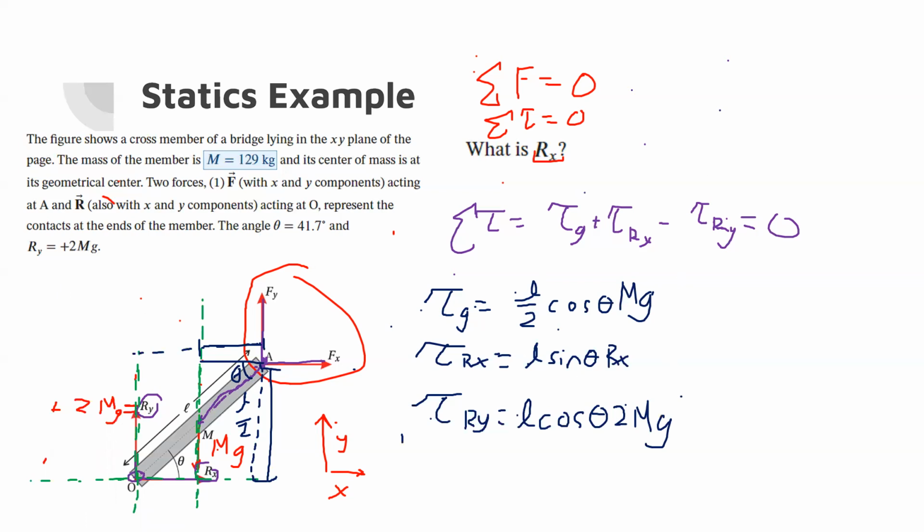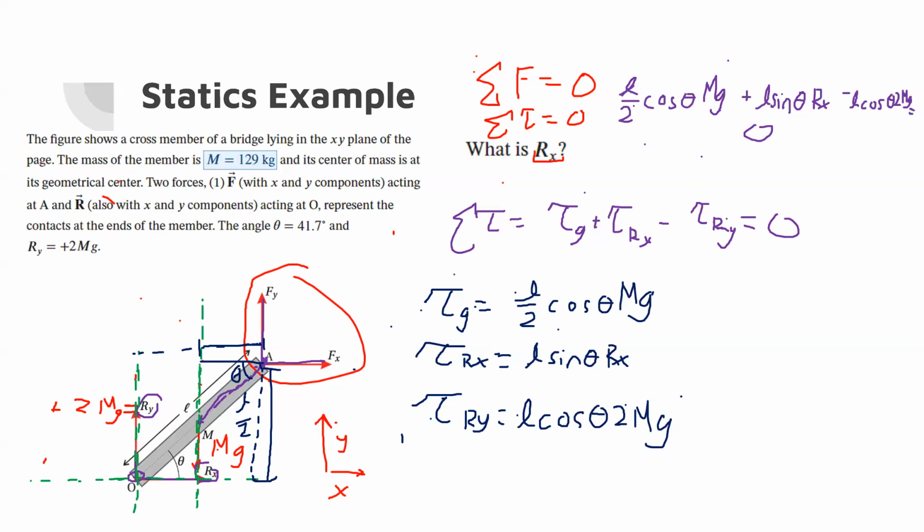And I get an equation that looks like L over 2 cosine theta times mg plus L sine theta times R sub x, which I don't know, and minus L cos theta times 2mg. That all equals 0, and I can solve for R sub x.